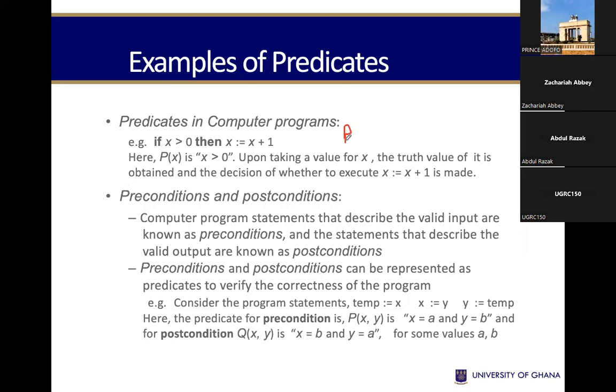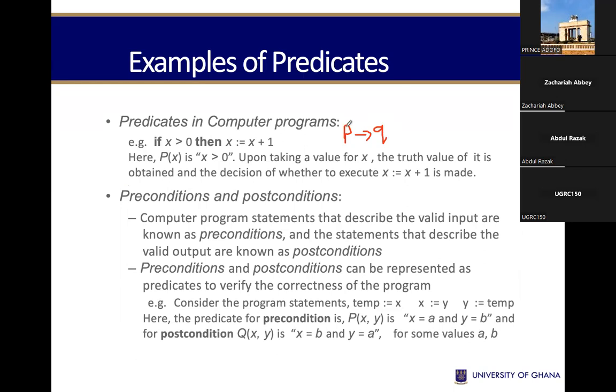Where the P here is x is really greater than 0. And then we have the Q defined as x plus 1. In other words, x is equal to x plus 1. So as Nelson was trying to explain, we know for implication that the first value here is the premise or the hypothesis, and the second value here is the conclusion.